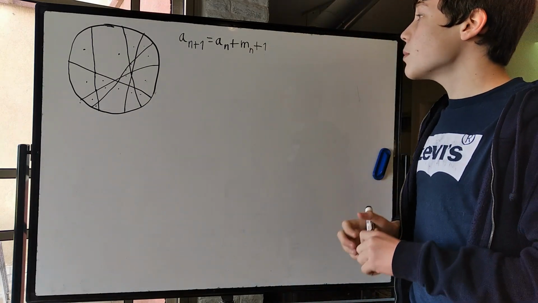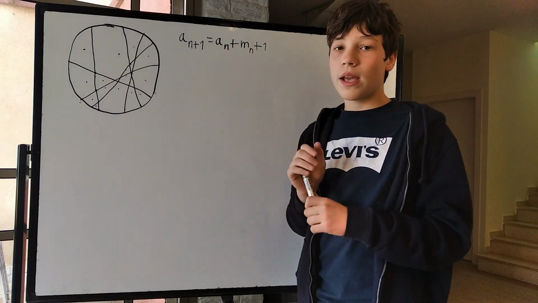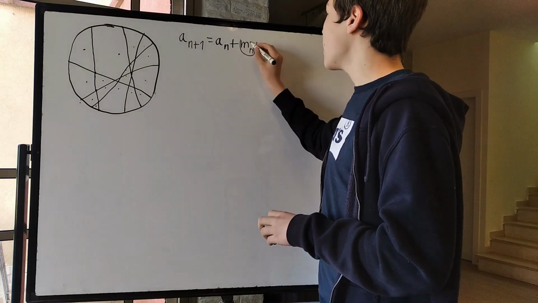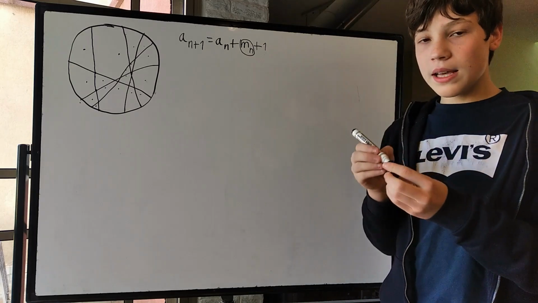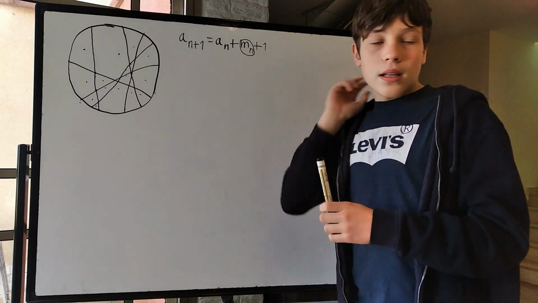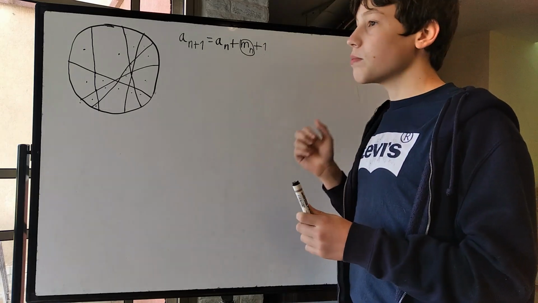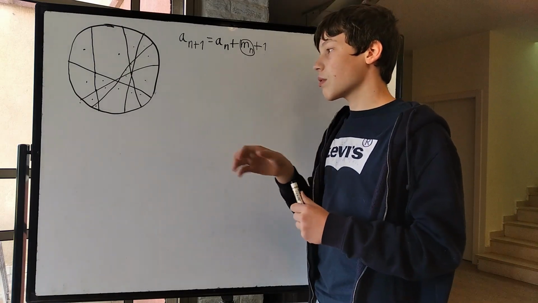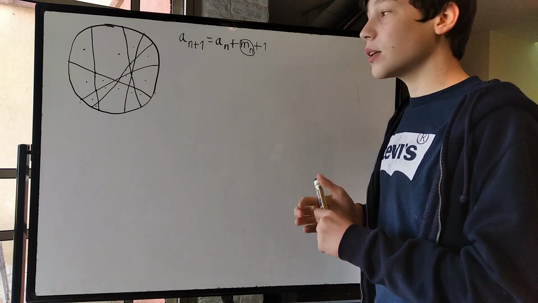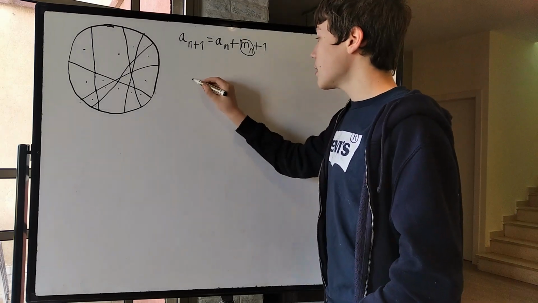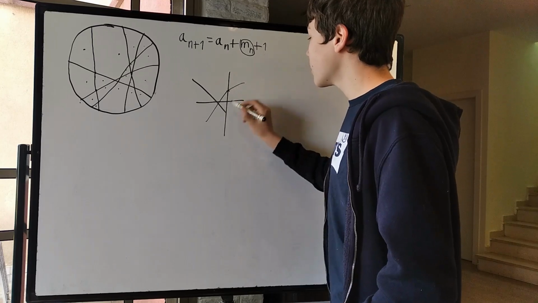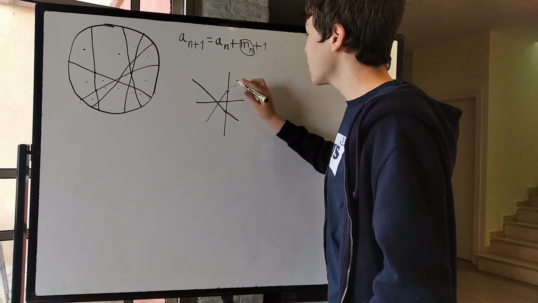So we want to find a closed formula for a_n, so now all we need to figure out is this m_n. What is the biggest amount of lines I can hit, the biggest amount of intersection points, within the circle. So let's ignore the circle for a second. Let's imagine we have some configuration of lines here.